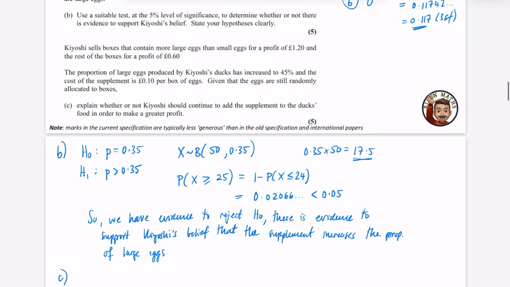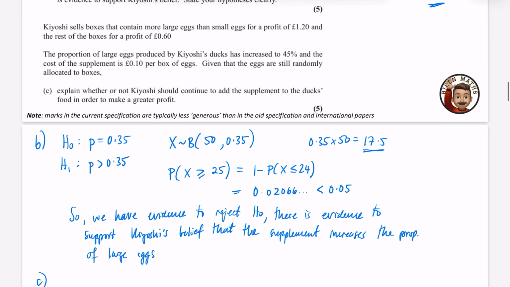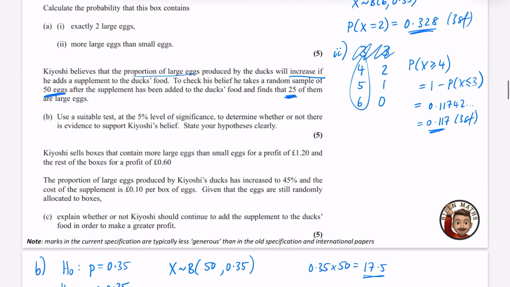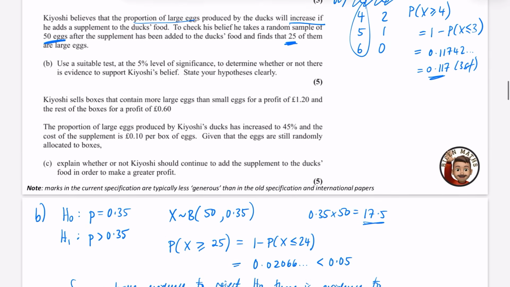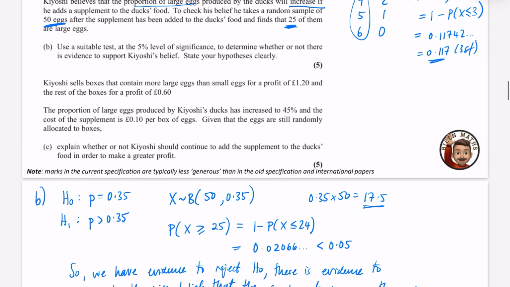Okay, then here comes another bit of text. I feel like stats is so much reading. Kiyoshi sells boxes that contain more large eggs than small eggs for a profit of £1.20. We talked about more large eggs than small eggs earlier on, so we're definitely going to be using that idea again. So if there's more large than small, the profit is £1.20. Otherwise, there's a profit of 60p. The proportion of large eggs produced by Kiyoshi's ducks has increased to 45%, and the cost of the supplement is 10 pence per box of eggs.